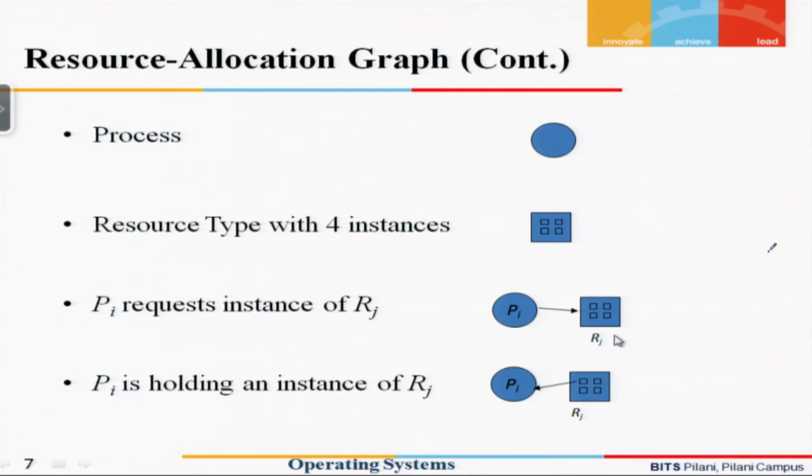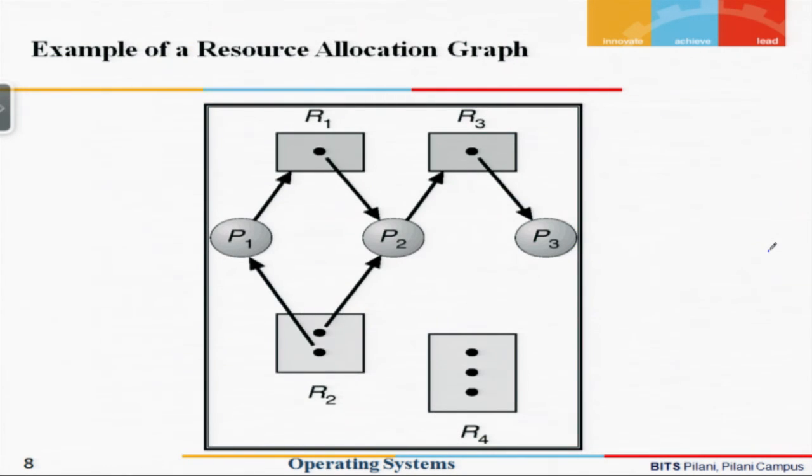And similarly, with the help of edges, if we try to model the graph, we would say that Pi, the ith process, is making a request for the jth resource. And in this case, this is indicating that the jth resource has been allocated to the ith process. Let us try to see an example of how a resource allocation graph could look.